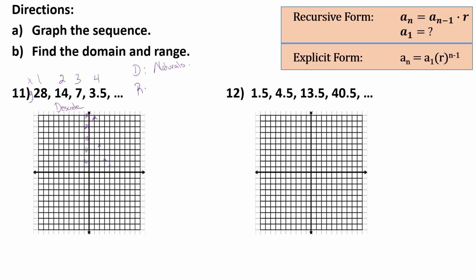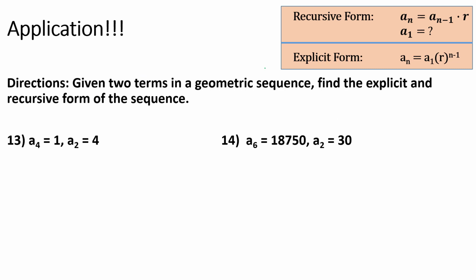The range. Now with range, you just repeat your list of your sequence. 28, 14, 7, 3.5, ... Because again, your range is just those values, 28, 14, 7, 3.5, and anything that follows that sequence. Okay, I'm going to let you try 12. I'm not going to do 12 today on video because I want to get to some of these other problems.